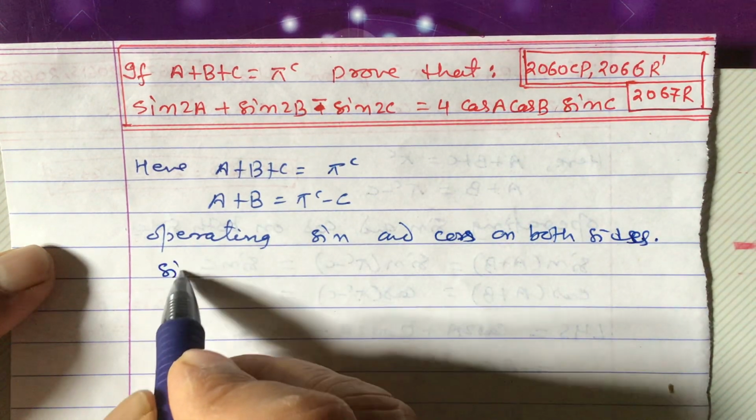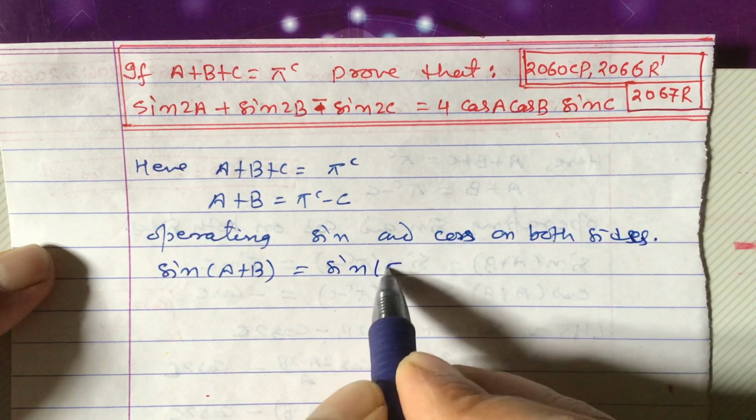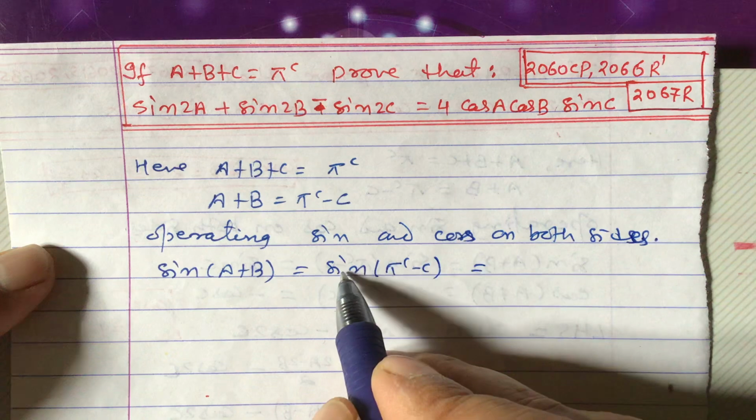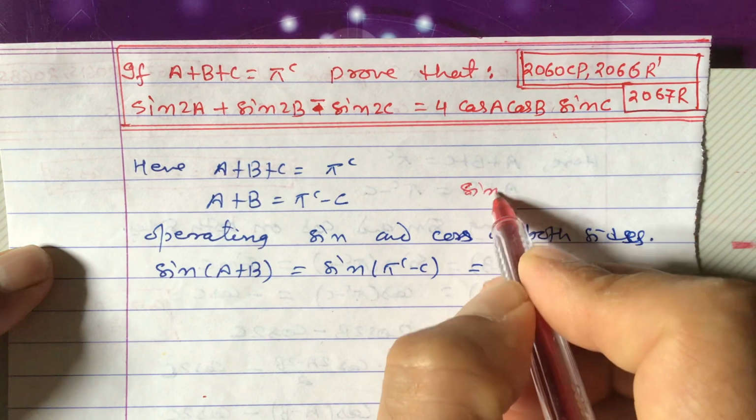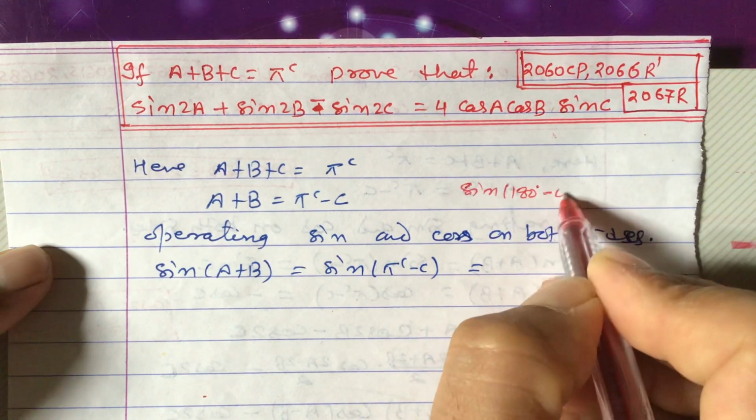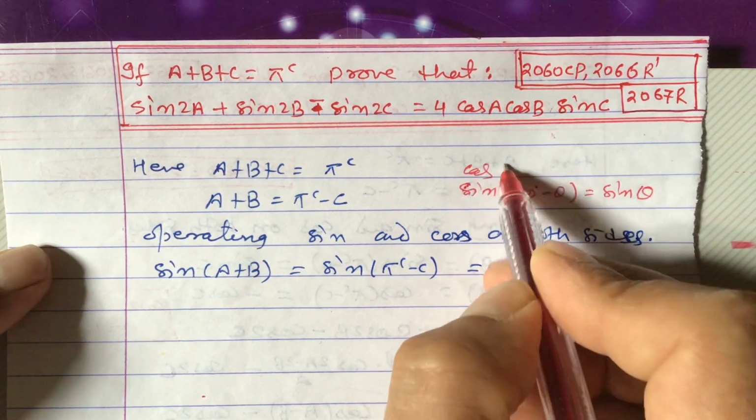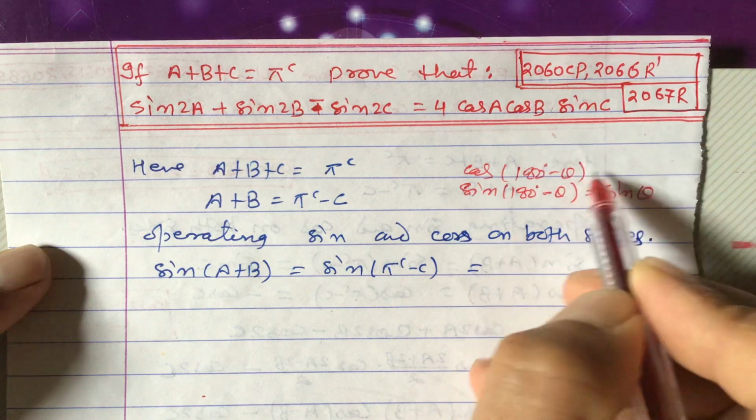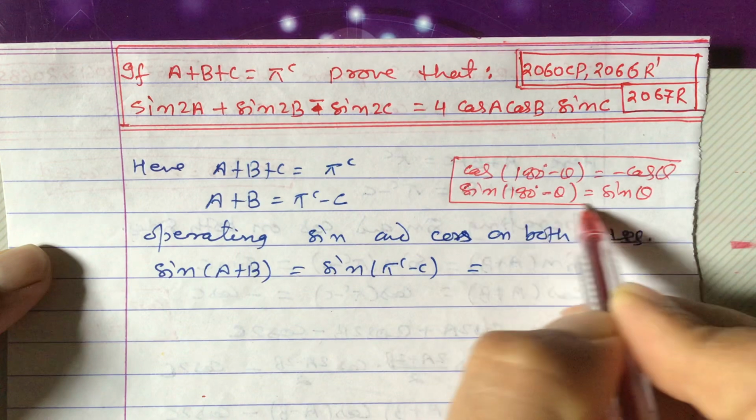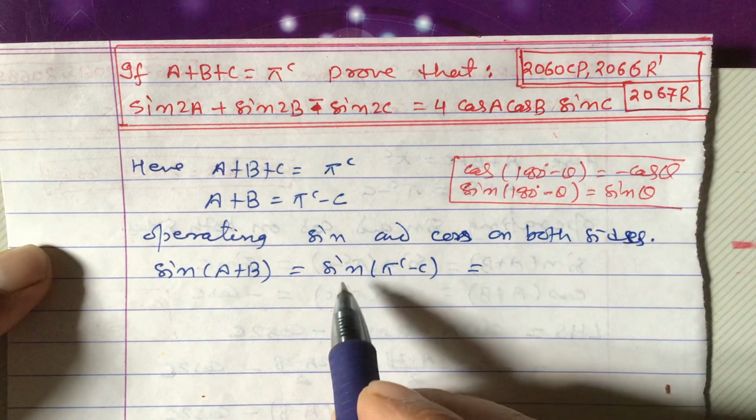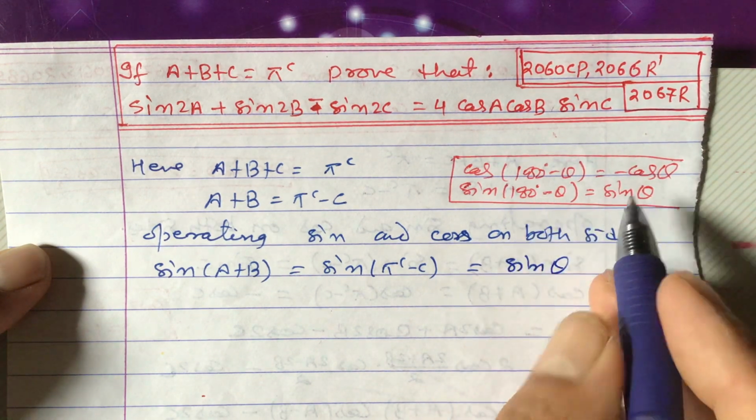So if you operate sine, it will be sine a plus b will be equals to sine pi radian minus c, and this is sine 180 minus theta that we have learned in class 9, that is sine 180 degree minus theta is equals to sine theta. Similarly, if it is cos, then we have learned like this: cos 180 degree minus theta is minus cos theta. This thing we have learned in class 9, so let us use this one. Okay, so sine 180 minus theta will be equal to sine theta according to this formula.